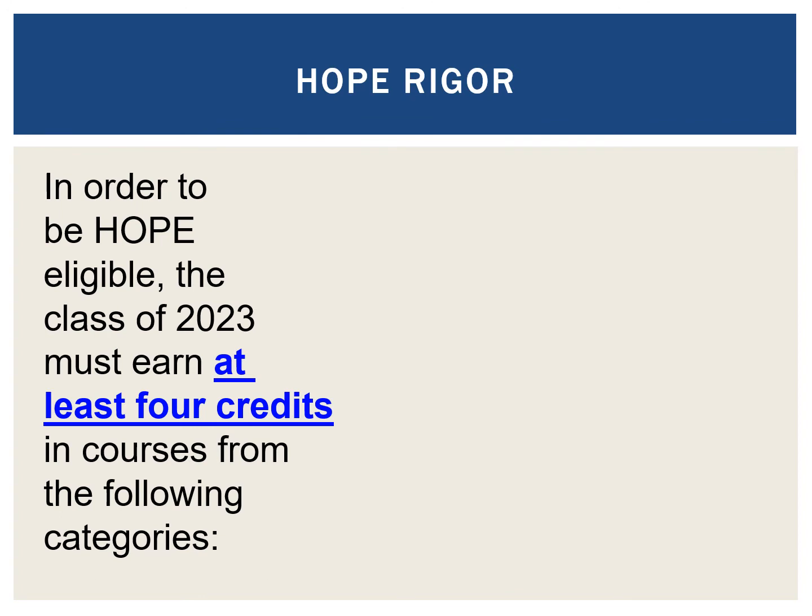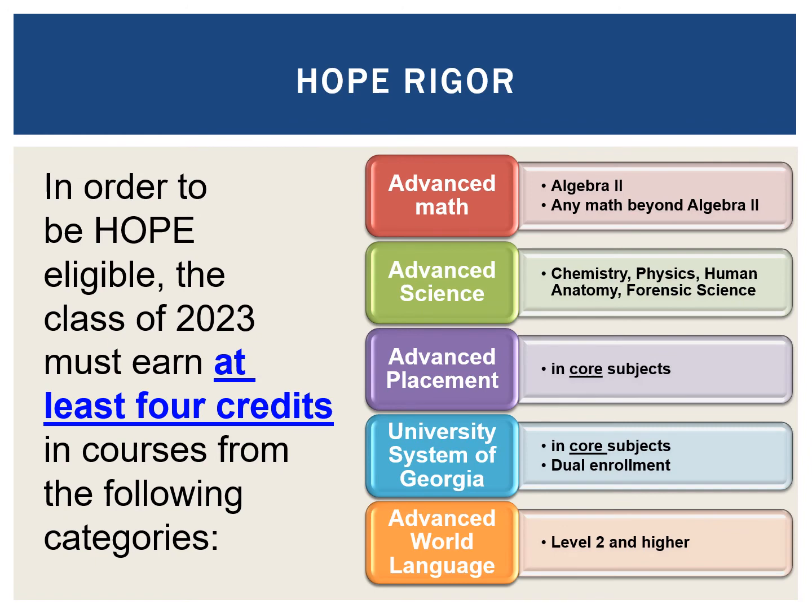You heard me mention earlier that you also have to have 4 courses of rigor in order to be eligible for the Hope Scholarship. These are the ones that count. You can take Algebra 2 and any math beyond Algebra 2, and those credits would count. So you can get 2 courses of rigor if you have Algebra 2 and, say, pre-calculus or statistics. If you take chemistry or physics, human anatomy or forensic science, those are all considered courses of rigor. If you take advanced placement in any of the core subject areas, those will count as courses of rigor.